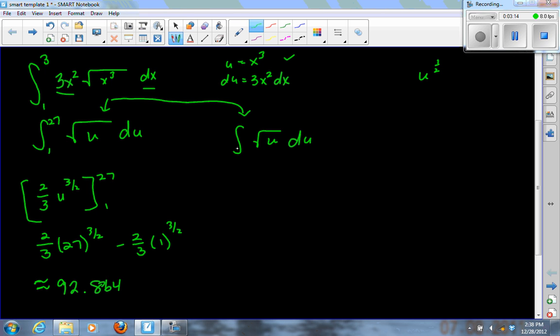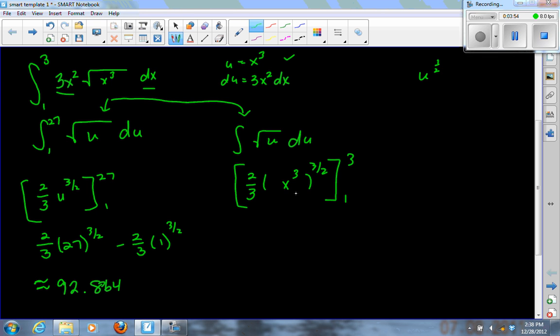The other way is to not change them and leave the bounds totally off. Finish this problem just like the indefinite way. So this would be 2/3 times something to the 3/2, and we do not want to leave this in terms of U, so we'll put what U is back in. U is the same as x cubed, so this would be 2/3 times U to the 3/2, which is, in other words, 2/3 times x cubed to the 3/2. And we'll go with our original bounds from 1 to 3.